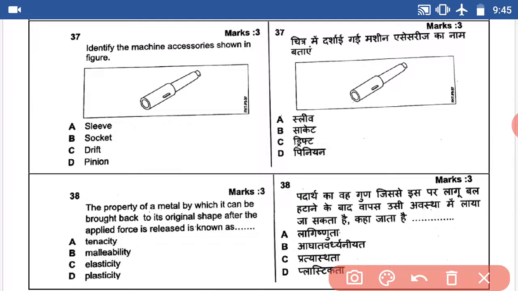Question number 37. Identify the machine accessories shown in the figure. This image is a drilling machine accessory. This image is a sleeve. Answer A.